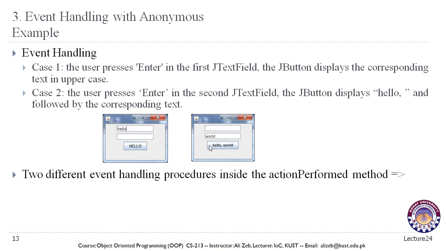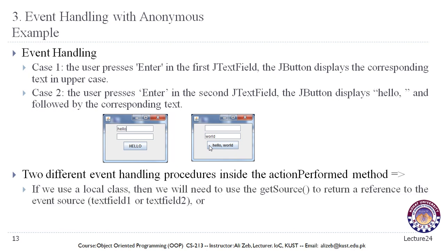Two different event handling procedures inside the actionPerformed method. If we use a local class, then we will need to use getSource to return a reference to the event source, for example, JTextField 1 or text field 2. But if we use anonymous classes, we use two anonymous classes to handle the events separately.